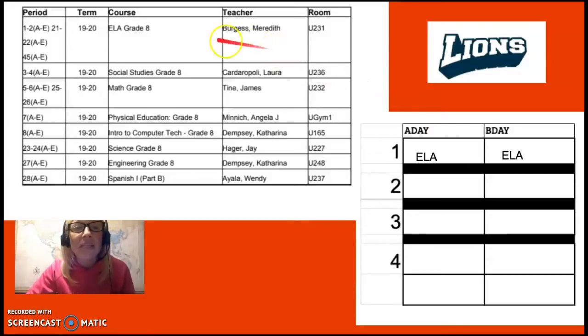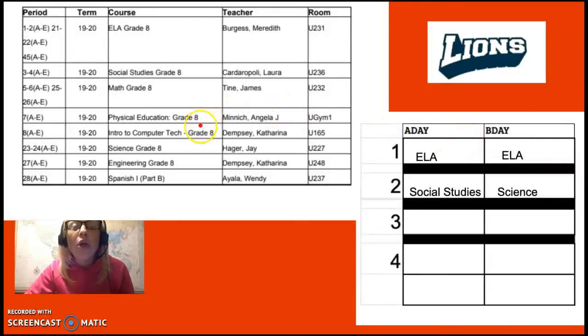Let's look at this student's schedule for period 3 and 4. This is the student's second block class on A-day. And on this schedule, the student will go to social studies. Following the numbers down to 23 and 24, you'll notice how they match, 3, 4, 23, 24. This student will go to science on B days for 90 minutes during second block. So A days will be social studies and B days will be science for 90 minutes.